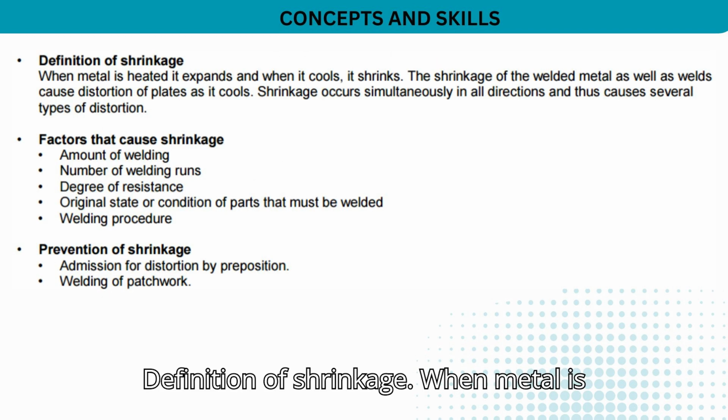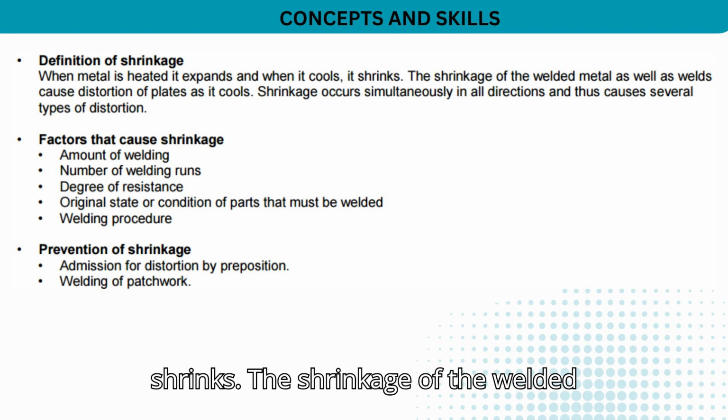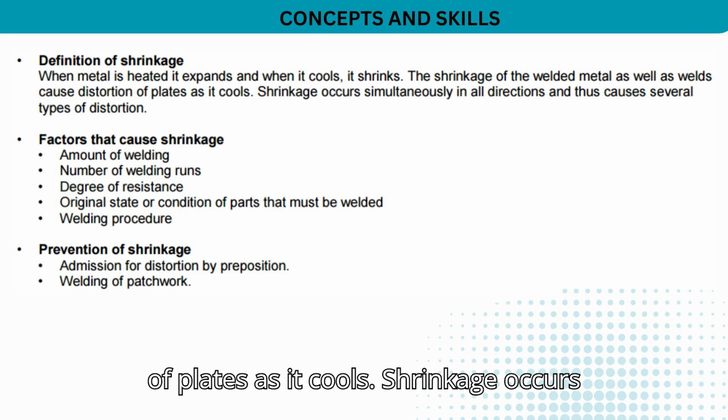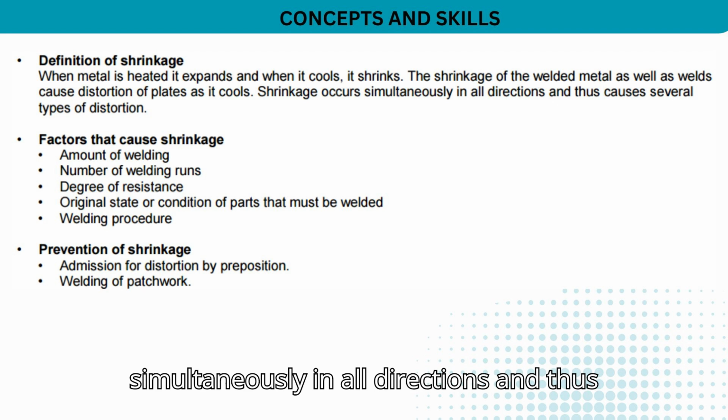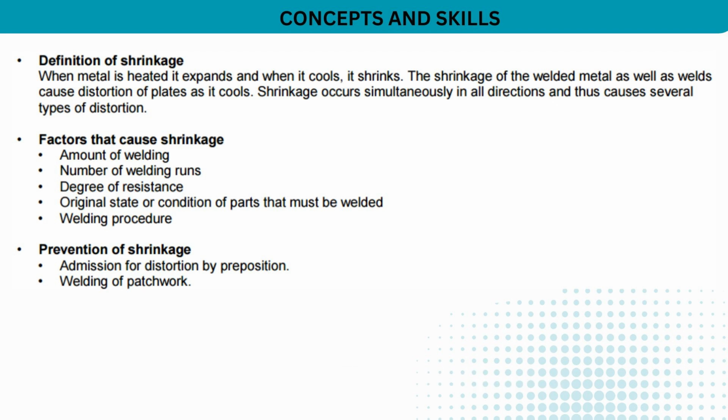Definition of shrinkage. When metal is heated it expands and when it cools, it shrinks. The shrinkage of the welded metal as well as welds causes distortion of plates as it cools. Shrinkage occurs simultaneously in all directions and thus causes several types of distortion.